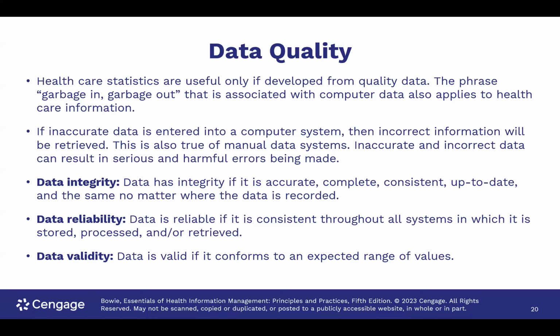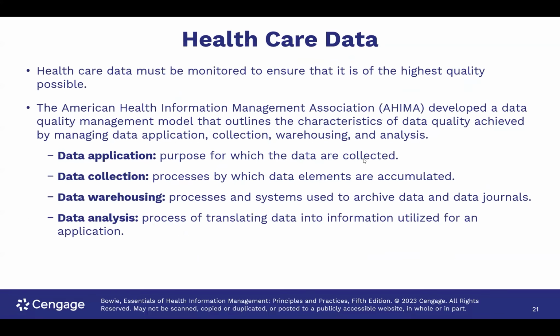One thing that we talk about is data integrity. Data integrity is data that is accurate, complete, consistent, and up to date, and it's the same all the time where the data is recorded. Data reliability is when data is consistent throughout all systems that it's stored, processed, or retrieved. And then finally, data validity is data that conforms to an expected range of values.